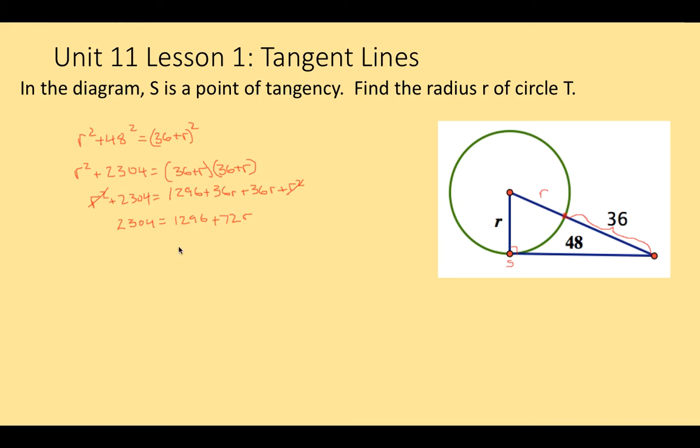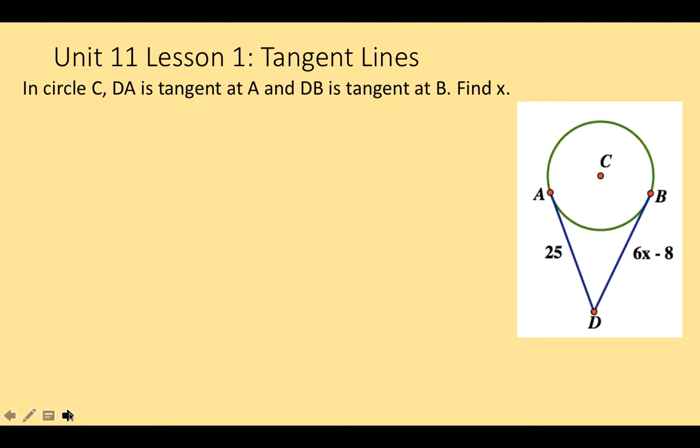So 2,304 minus the 1,296 is going to be 1,008 equals 72r, and I divide both sides by 72, and I get my radius is equal to 14. So that, it's not a typical Pythagorean theorem problem, but it still has the same elements to it.